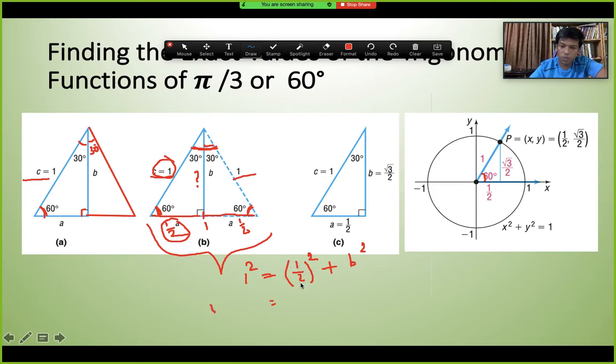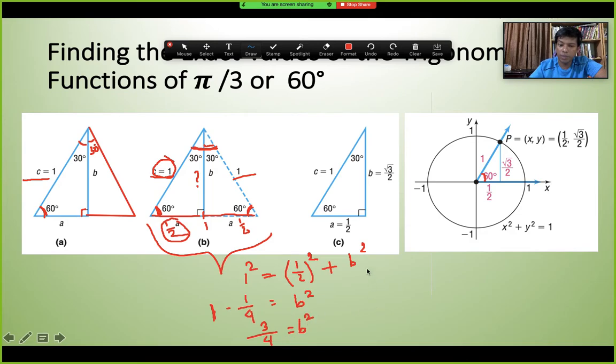But this is 1 by 2 whole square. That means basically this is 1 by 4. And if we send it to the other side, then it becomes minus 1 by 4. Simplifying it, this is 1 by 2 whole square, that means 1 by 4. And then if we do the LCM here, this will become 4 into 1. That means 4. 4 minus 1 means 3. So it will become 3 by 4 equals b squared.